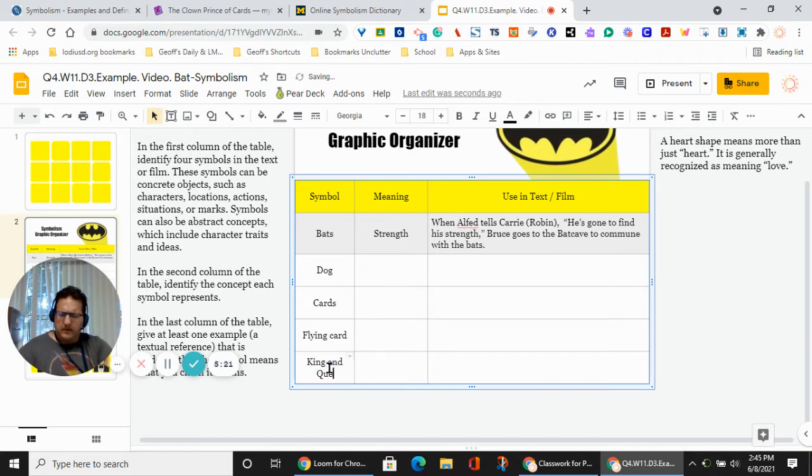King and queen, or I could just do one or the other, of course, too. All right, now the next step is to figure out, well, there are two possible ways to do this. One is to look up a symbol. Does it have a kind of universal meaning attached to it? For example, dog. What about loyalty, right? Do dogs, generally when we think about dogs, do we think about loyalty? Yes, right? That's a kind of universal association that we have with dogs.